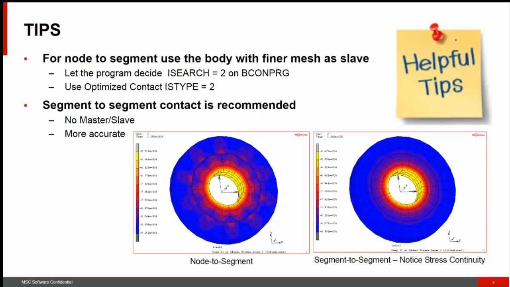Again, these are some general options, so every model is different, but in general, we recommend that in the case that you don't know, let the program decide which search order to pick from slave to master. So let the program decide. In this case, you want to use the ISEARCH entry equal to 2, so the program can do the single order search. This is to avoid the penetration that may happen due to the different mesh densities.